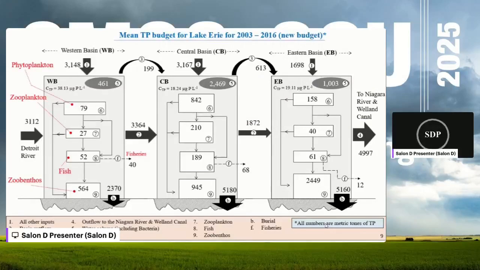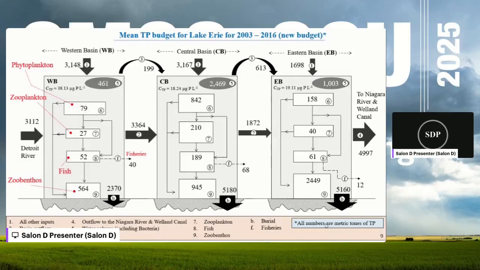So this is a slide representing our results. Just focus on the left side for now. What does this slide show? It shows the 3 basins. It shows inputs of phosphorus and outputs of phosphorus. This is advective outflow, this is from turbulent mixing, and this is how much phosphorus is buried, and these are observed values. And inside there are boxes for the food web: phytoplankton, zooplankton, fish, and zoobenthos.